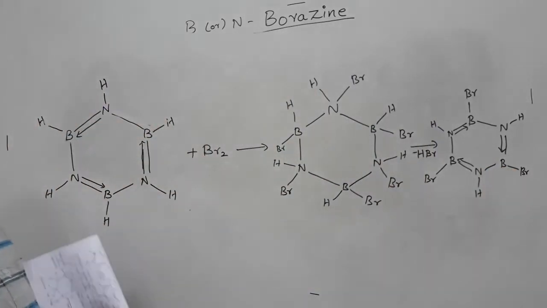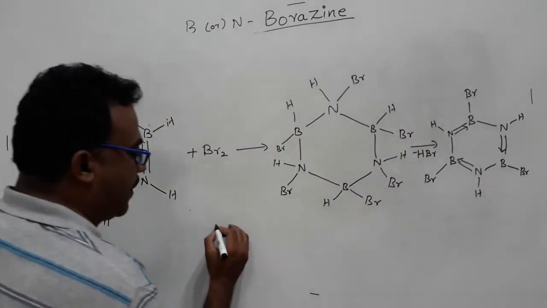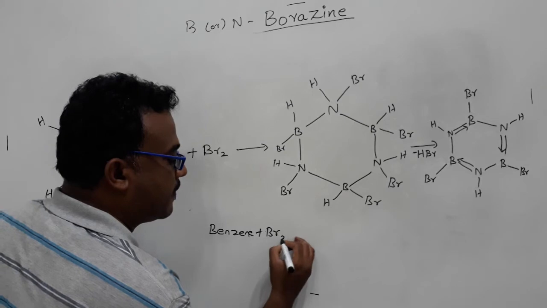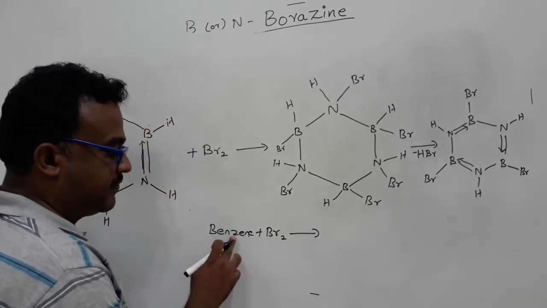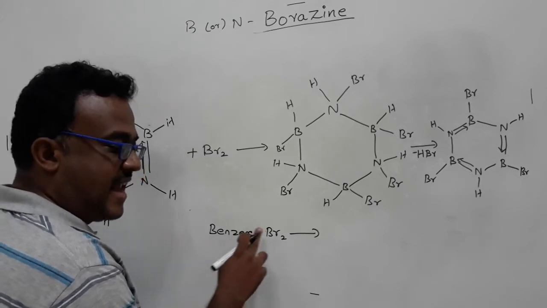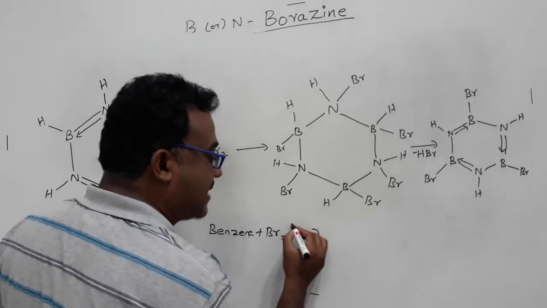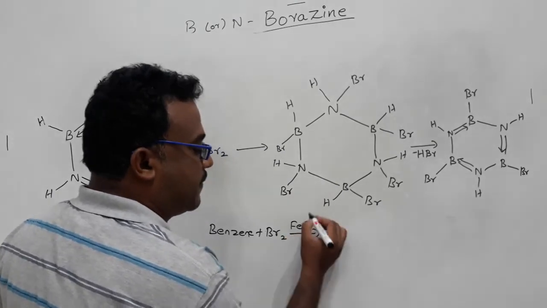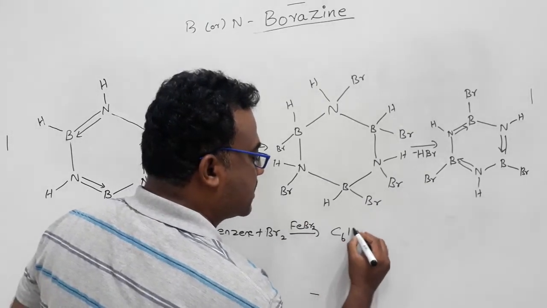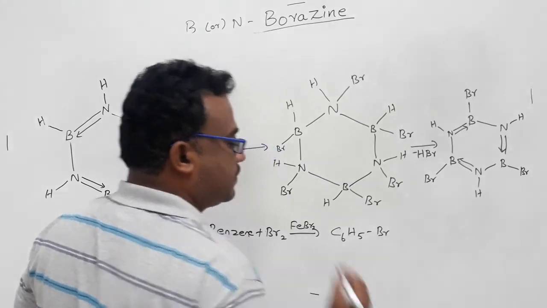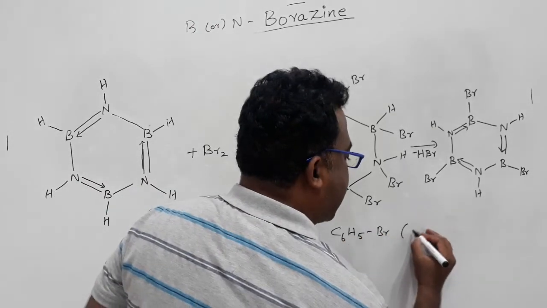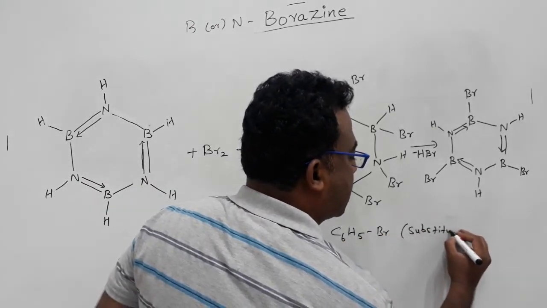You see that. Similarly, when you react benzene with bromine, benzene will never react with bromine, that we know, because of its aromatic character. Because of its aromaticity, the 6 pi electrons are delocalized over the 6 carbon centers. Benzene will never react with bromine. If you add any Lewis acid, then the reaction can happen. If you add ferric bromide, then bromobenzene, C6H5Br, will form. It's a kind of aromatic substitution reaction.